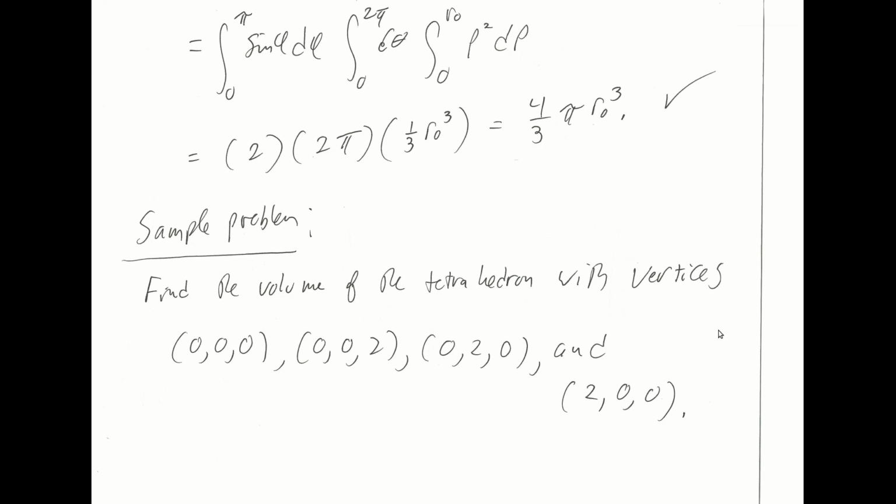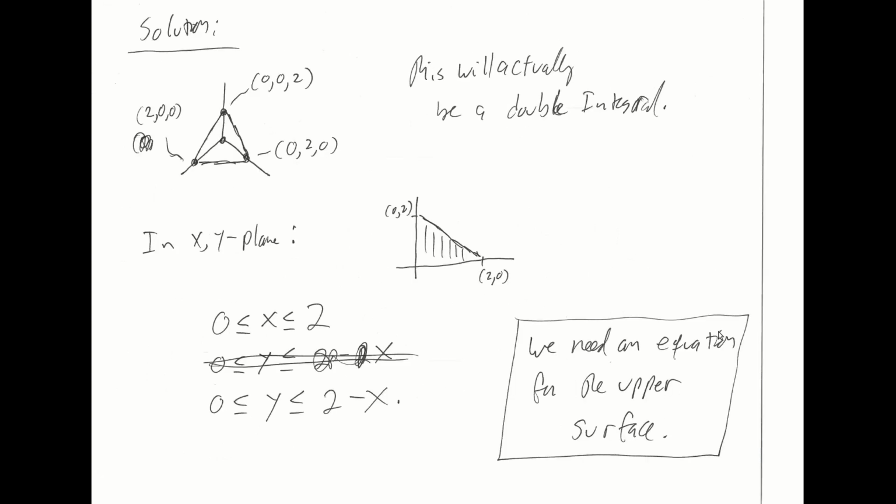So consider the tetrahedron with these 4 vertices and find its volume. Give that some thought, work on it, try to solve it in any way that seems appropriate, and we will have a look at a solution momentarily. And that moment has come. Let's take a look at a solution. So first thing I'm going to do is draw it.